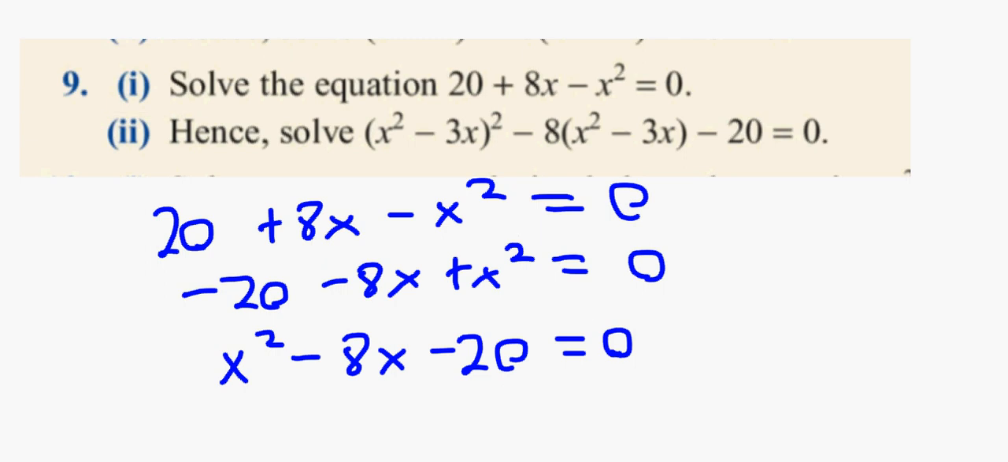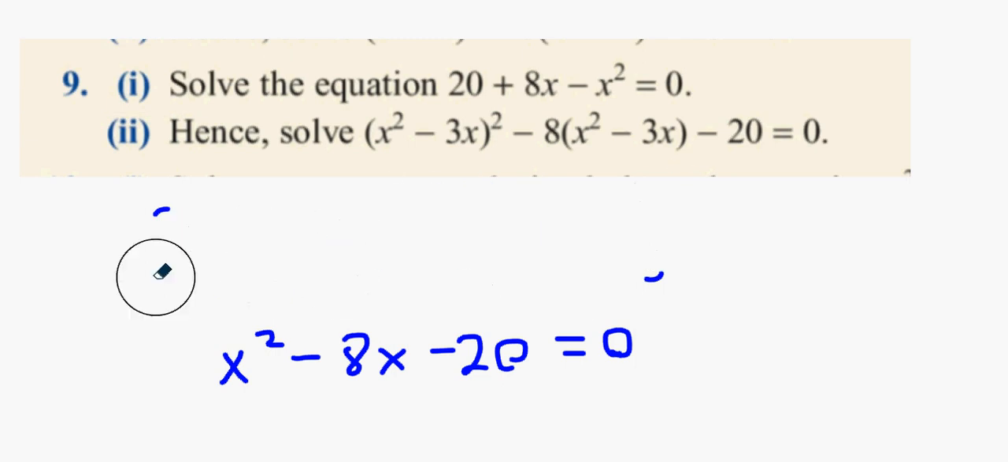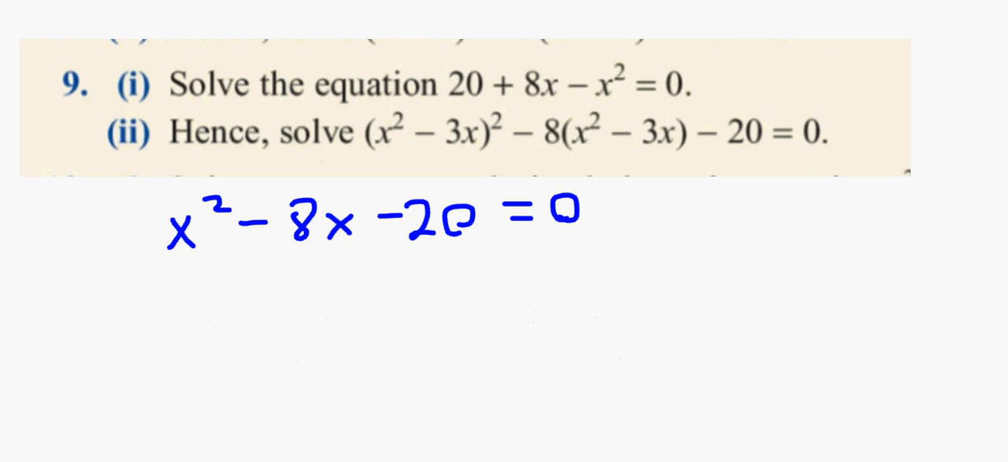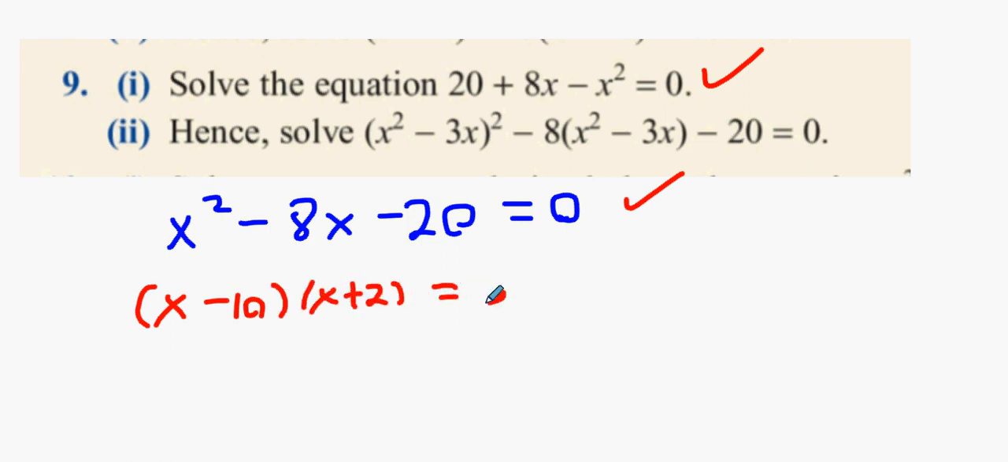Next part. I'm now going to solve this equation here. So that's what I'm left with. X squared minus ax minus 20. It's the same thing as answering the question in 9 part 1. This guy and this guy are the same. X minus 10, x plus 2 equals 0. X equals 10. X equals minus 2. Everybody cool with that?